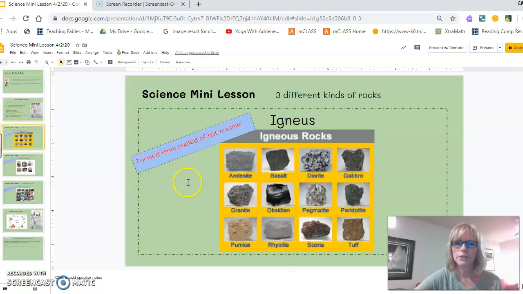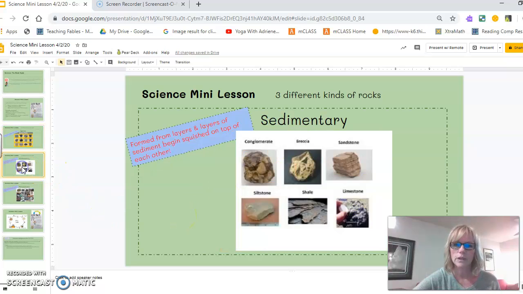So here's a picture of what igneous rocks look like. And remember, these were formed by cooled off hot magma. You might recognize the type of igneous rock, granite. Some of us have granite countertops in our kitchen. I do. And let's see if there's another one. Maybe obsidian, shiny black rocks, basalt. So those are examples of igneous rocks.